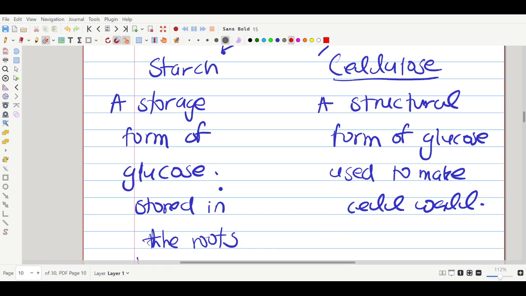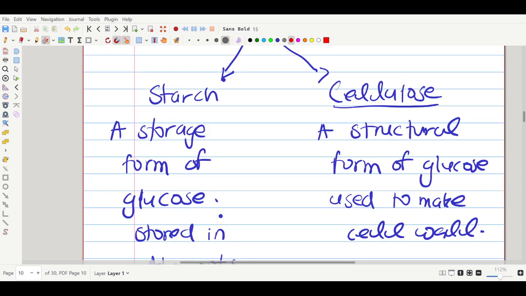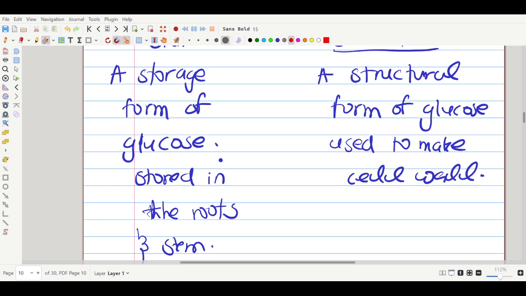So let's talk about starch. When we have excess amounts of glucose, we store that excess glucose as glycogen in the liver. When the plants have excess glucose, they store it as starch in the roots and in the stems.